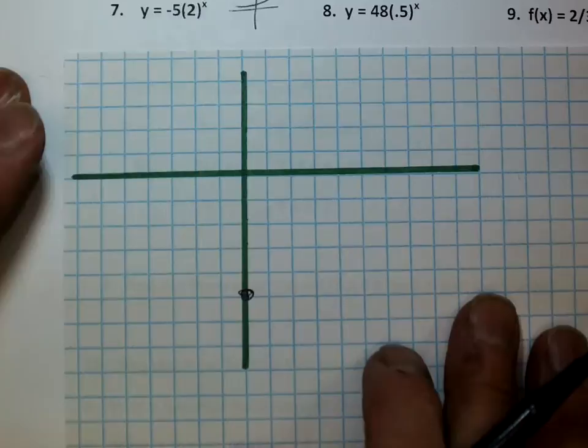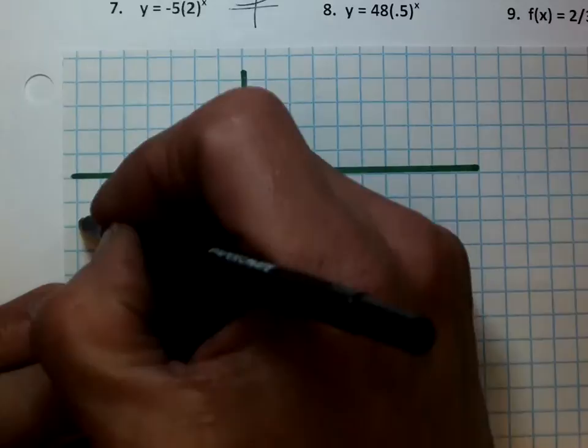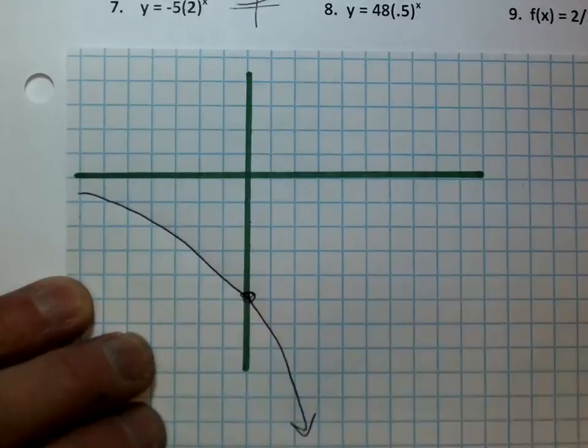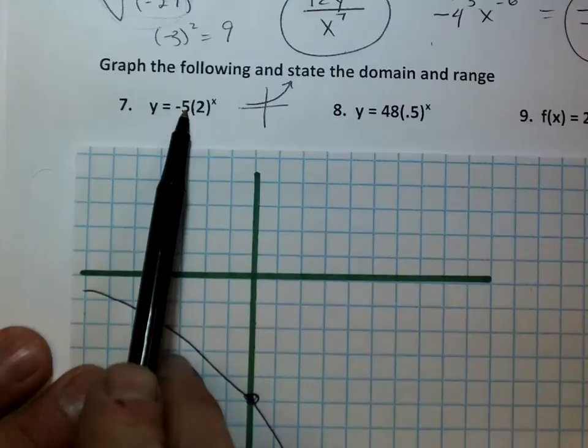And we don't have to have exact numbers. All I need is the shape. This one has to look something like this. Just has to have that shape. I'm going to need you to have the starting number, which is negative 5. Okay, and it goes down.